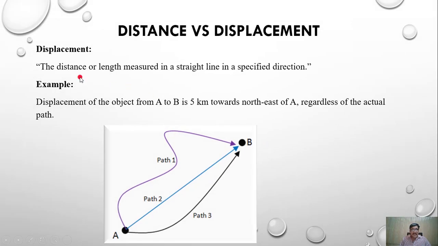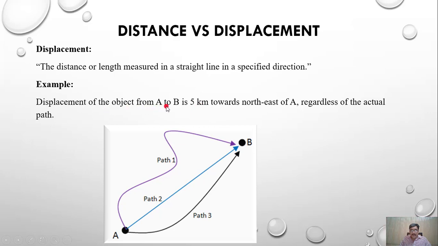Displacement. The distance or length measured in a straight line. So the distance which is measured in a straight line in a specified direction, that is your displacement. So here you can see that from point A to point B we have path 2. This blue line is indicating path 2 and it is in a straight line. From A to B the distance is 5 kilometers.